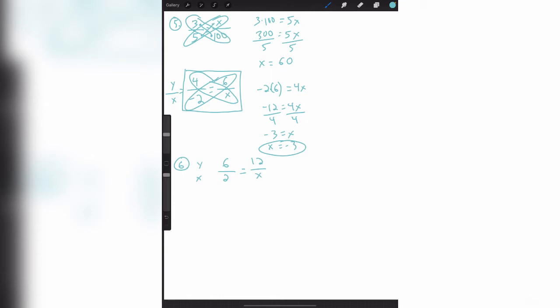All right, so once again, we're going to cross multiply here. Multiply these across, 2 times 12, and set that equal to 6 times x. 2 times 12 is 24. Set that equal to 6x. Divide by 6, and we get x is equal to 4. That's my answer. All right.